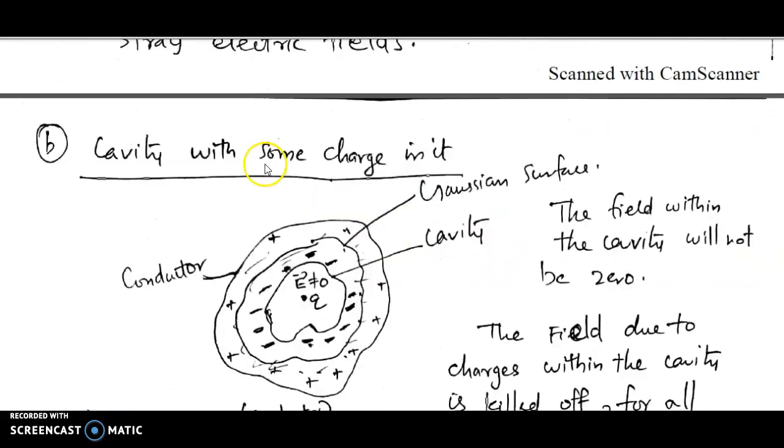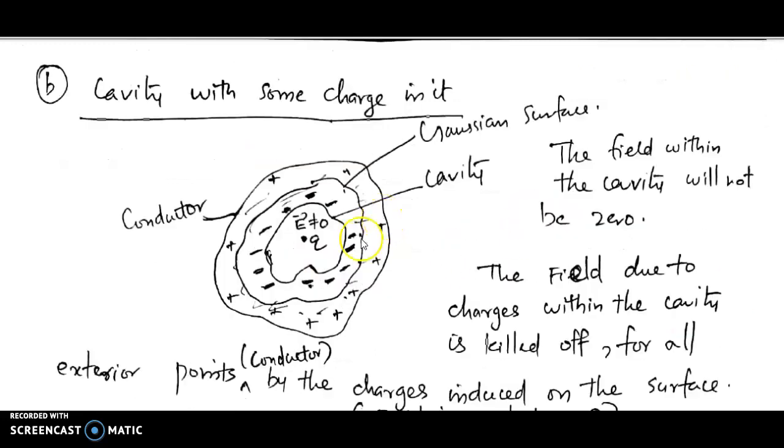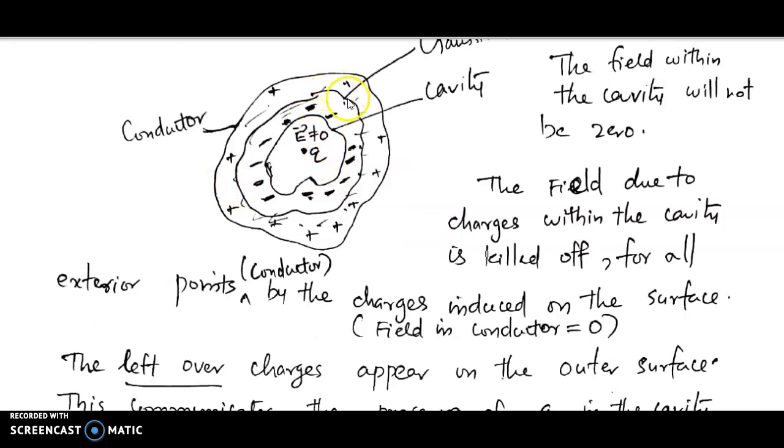Now consider the second case, a cavity with some charge in it. We have a charge here that will induce a charge here. If you are keeping a positive charge here, that will induce a negative charge here, and the leftover positive charges will be uniformly distributed over the outer surface. So in this case the electric field is not zero. There will be a definite electric field inside the cavity. But inside the body of the conductor, the electric field will be zero.